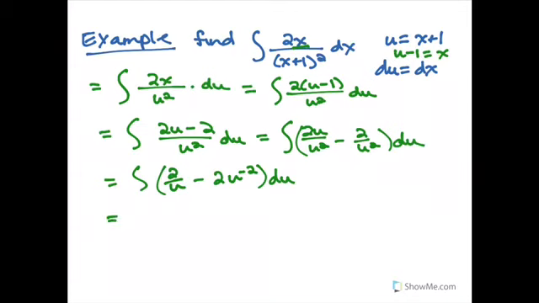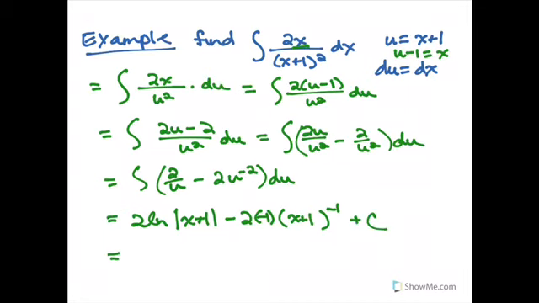So this is going to become 2 times natural log of u, which is going to be absolute value of x plus 1. And then for the second term, we keep the minus 2. We're going to get u to the negative 1. So a negative 1 is going to come out front. I back substitute. And so we get 2 natural log of x plus 1 plus 2 over x plus 1 plus c.